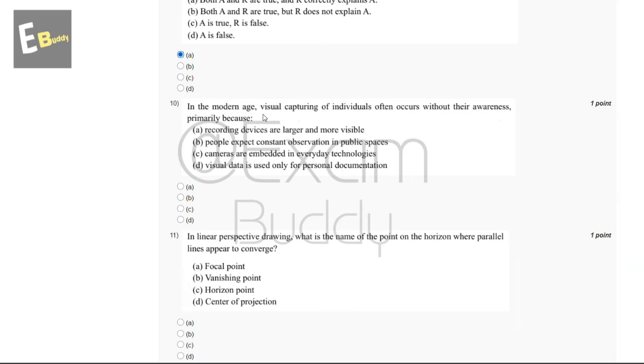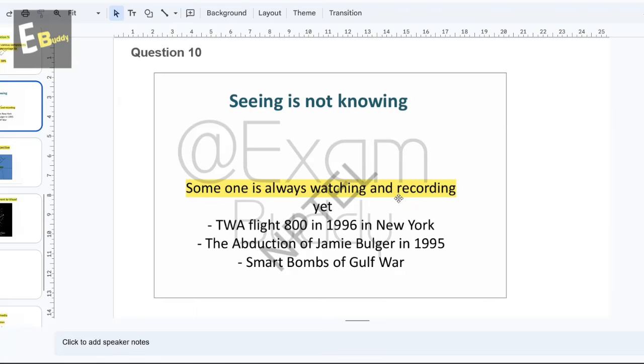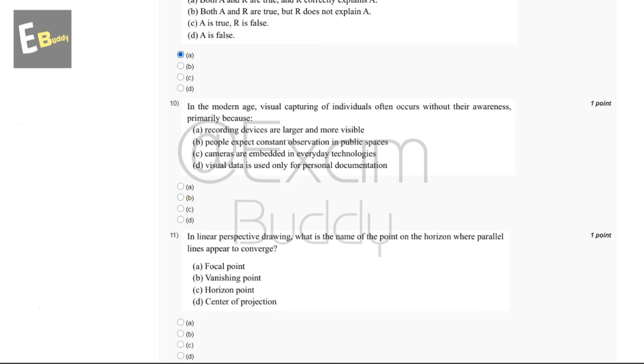In the modern age, visual capturing of individuals often occurs without their awareness, primarily because. So these are the options. And now let's check the explanation. So explanation says someone is always watching and recording. So the answer for our 10th question is C. Cameras are embedded in everyday technologies. And now let's go to our question number 11.